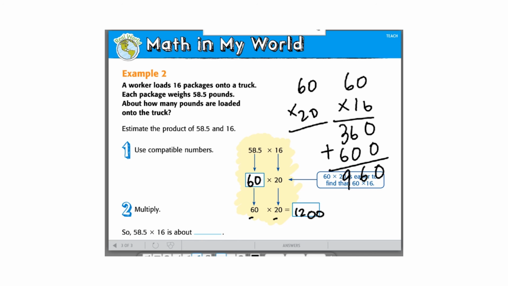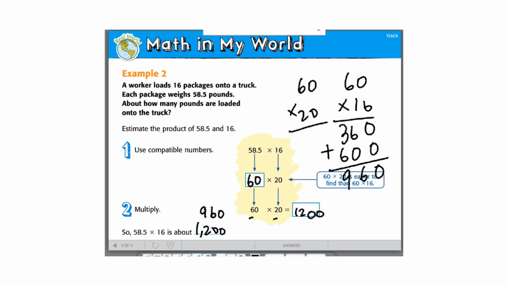So if you're looking for a more accurate estimate, like if you're at the store and you only have a certain amount of money to spend and you want to make sure you don't go over, you're probably going to want to use a closer estimate like we did here. True, if you rounded down a little bit, if you had only a certain amount of money, that's a good idea. So it would be about, we could say 1,200, or we could say 960.